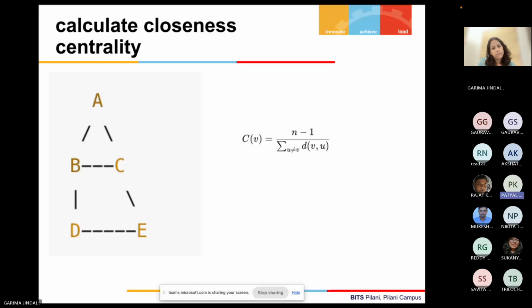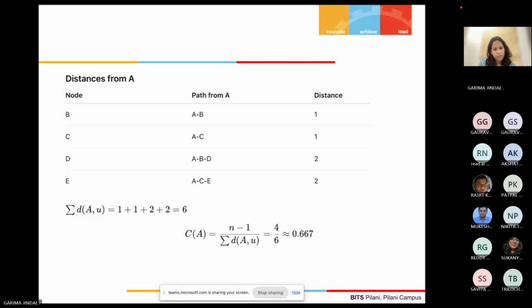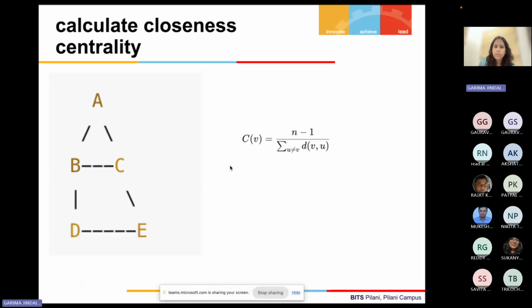That's 0.67. Yes, the answer is correct. So here, I will share this slide. You can follow this solution and you will get the closeness centrality.